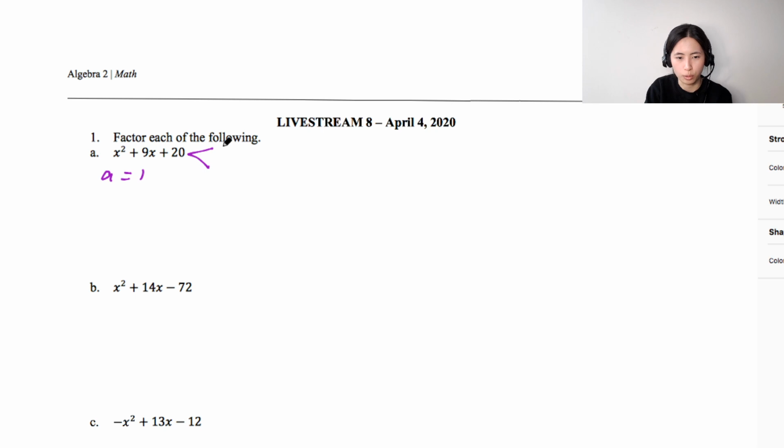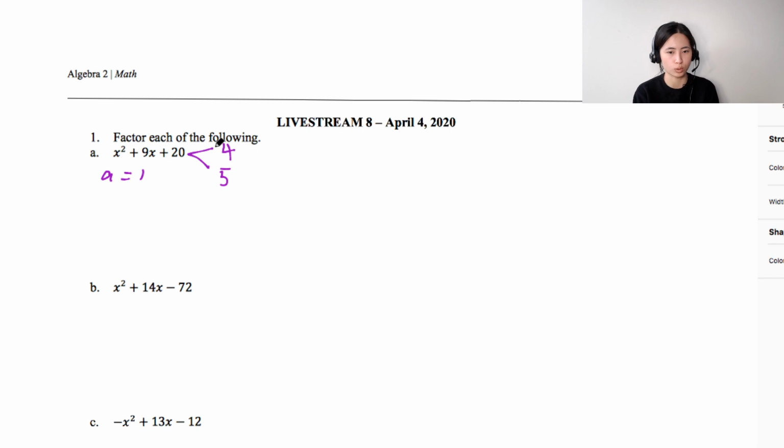Okay, so where were we? We said 4 and 5. When you have a is equal to 1, when you're factoring a quadratic equation with a equal to 1, that means you're going to look at your constant, which is 20 in this case, and then think of two numbers. When you multiply them together, it needs to give you exactly the constant. So two factors, you multiply them together, you get exactly 20.